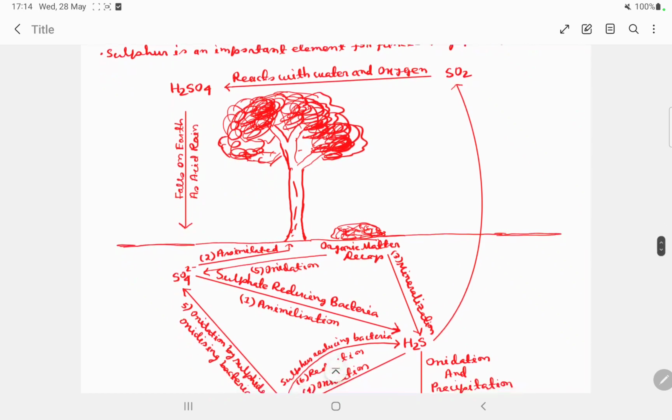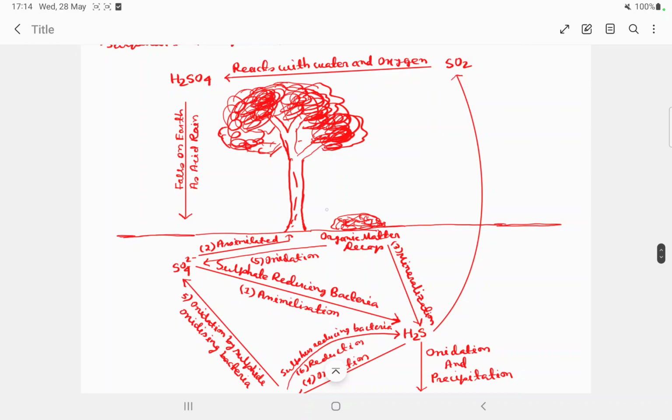Next step, these are the leaves which are organic matter or decays, and this consists of raw sulfur, that is sulfur atom, and this sulfur is converted to hydrogen sulfide by the mineralization process.